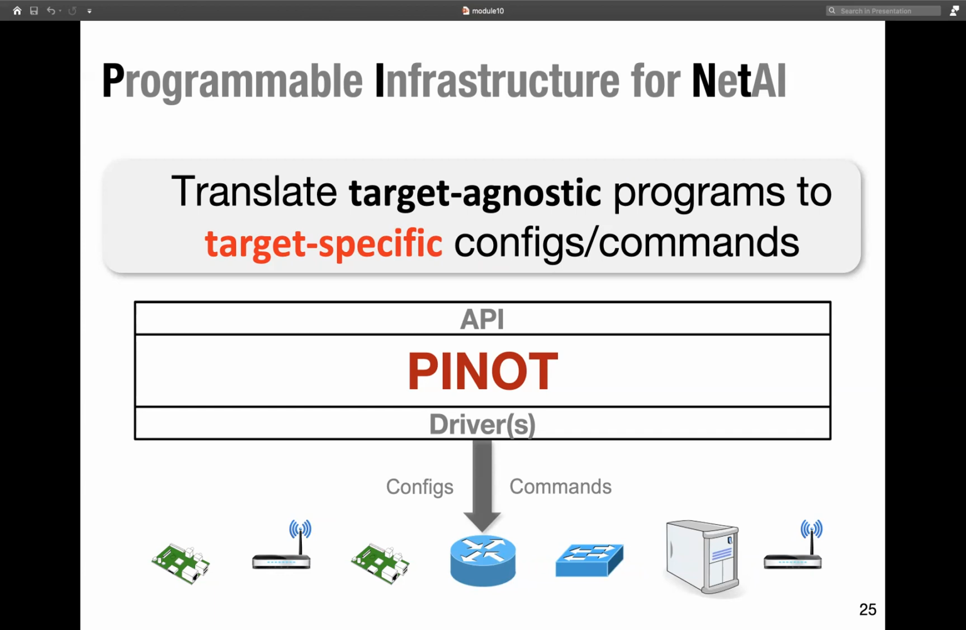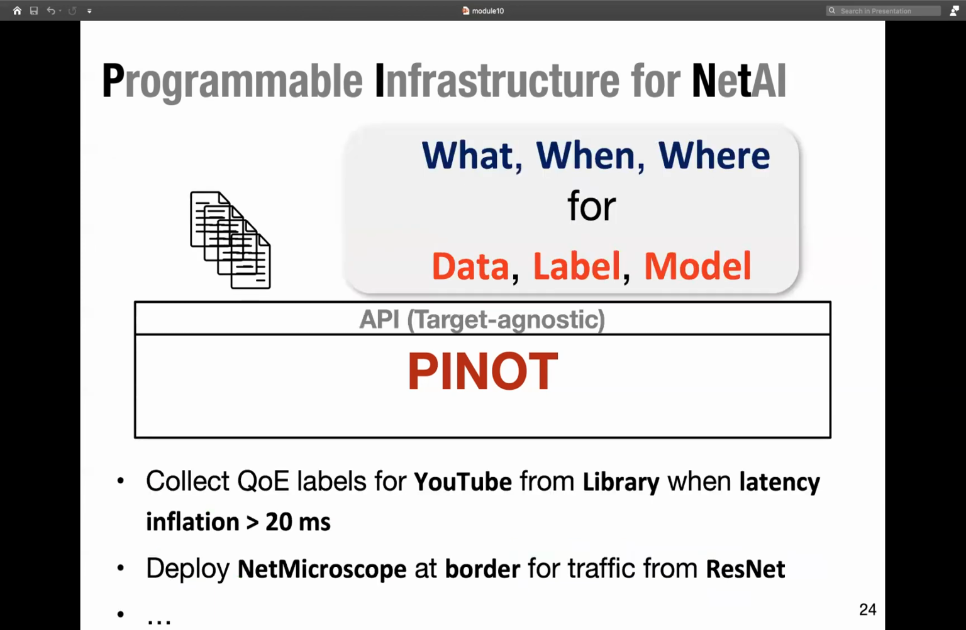So, let's talk about this: if I express that we are going to collect QoE labels for YouTube from the library, with inflation latency greater than 20 milliseconds, what really needs to be done here? It means that I need to run some queries using Sonata on the hardware target, or on the piece of switches, to identify which set of IP addresses have a latency greater than 20 milliseconds, right? Then I need to figure out where these IP addresses are, and which of those IP addresses are in the library. And then I need to figure out what type of Raspberry Pis I have in the libraries, and then start collecting the data from there, right?